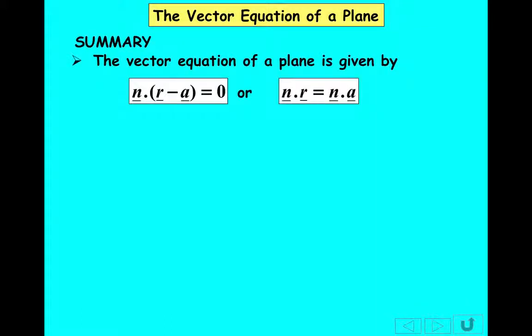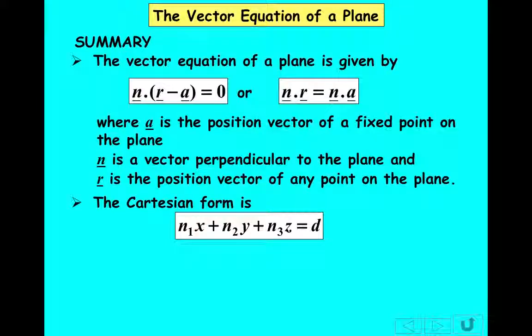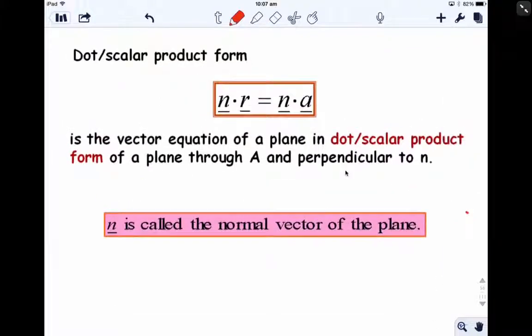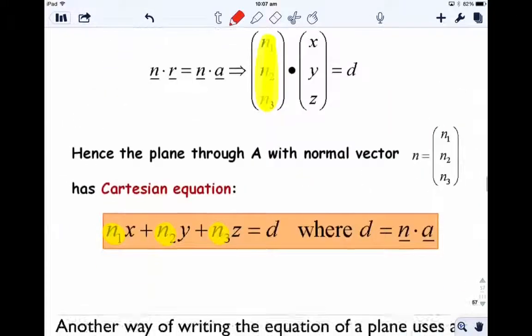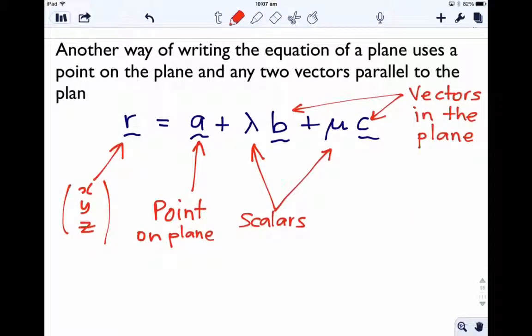Okay, so we've got this vector equation of the plane, and we've also got the Cartesian equation of the plane. There is a third way to write the equation of a plane, which I'm going to show you now. And the third way is using a point on the plane and any two vectors that are parallel to the plane. So it's this equation here in blue. So you've got a point on the plane A.